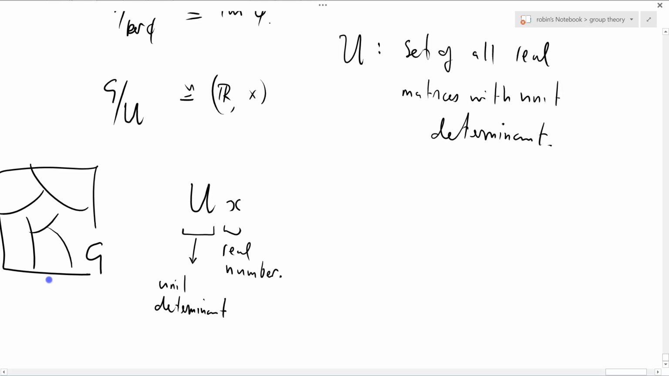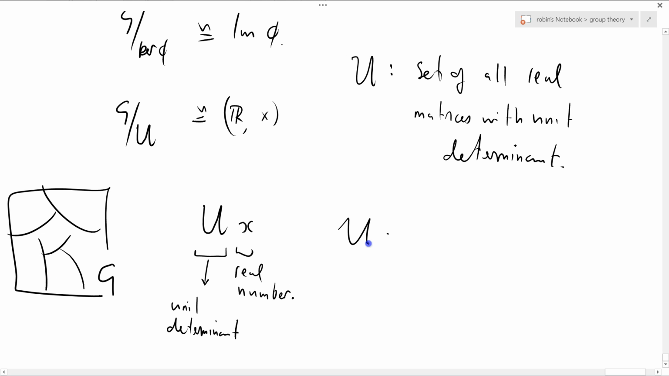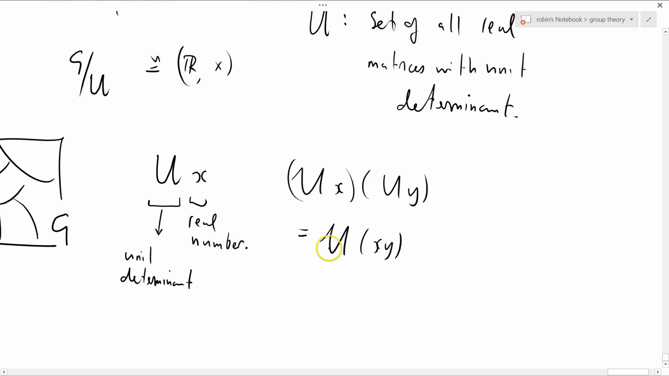Okay, and what group structure have we got on that? Well, that's just Ux times Uy equals U of xy. So what we've got is matrices with unit determinant times x, times another set of matrices with unit determinant times y, is just a set of matrices with unit determinant times xy. So there it is. That's it. I'm going to stop there.